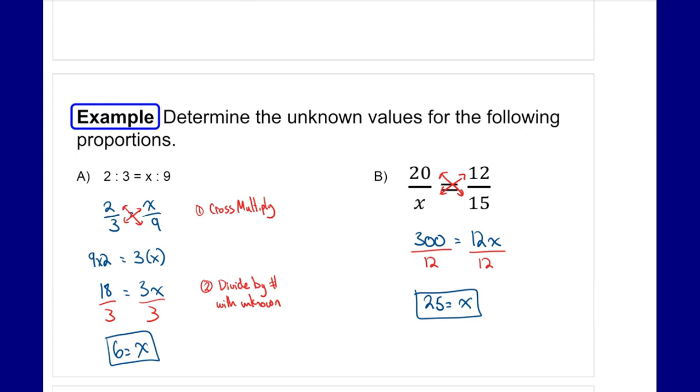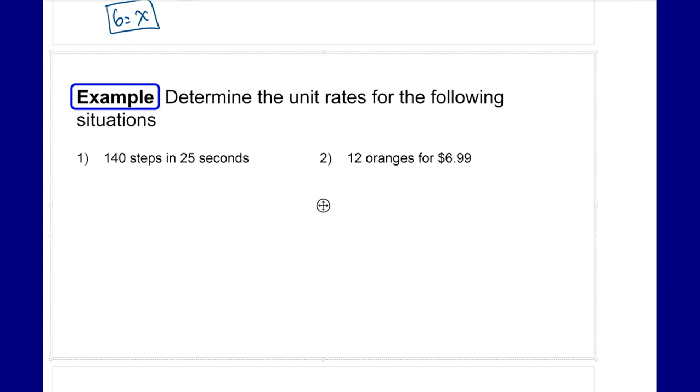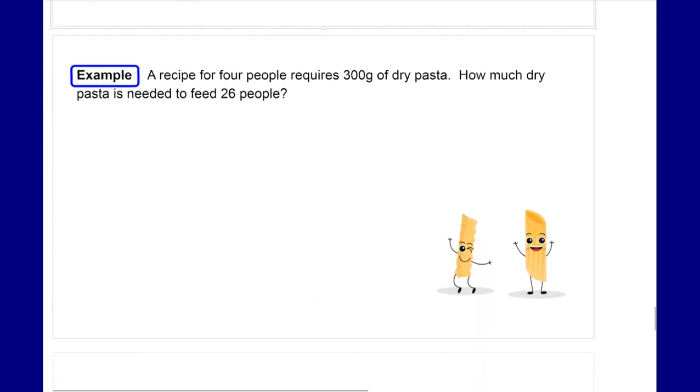So you might say, well, why do we need this? Why does it matter? Because it helps us in some proportional situations, for recipes, for example. A recipe for 4 people requires 300 grams of pasta. Now, how much pasta is needed if we had 26 people? Maybe we have a restaurant and a big party. We know the basic recipe because no one normally cooks for 26 people, maybe just 4 people like in a family, but we want to increase our meal.